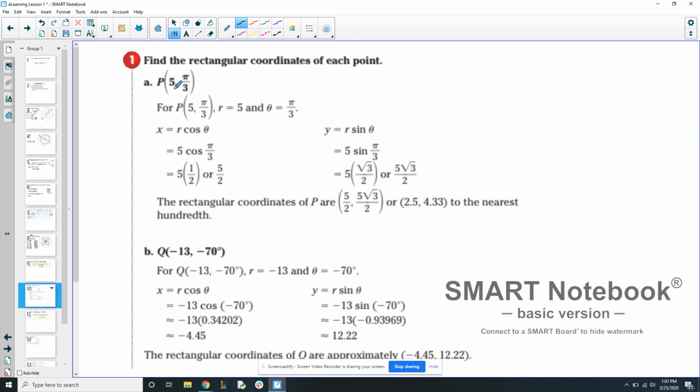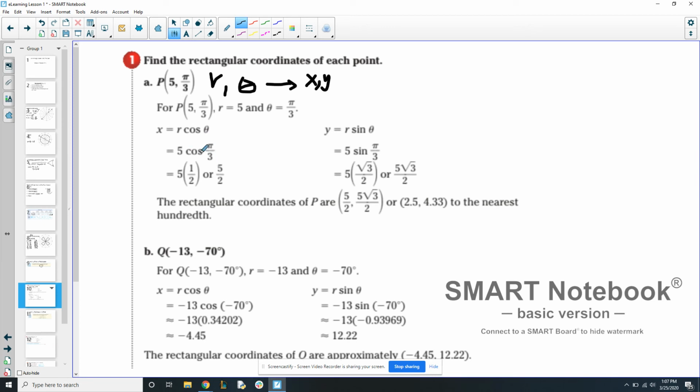So if I have the point 5, pi over 3, well, x again is r cosine theta. So r is 5, plug that in, because again, this is r comma theta, and we're converting to rectangular, so we're converting this to x comma y. Our x value is r cosine theta. That was the equation we had. So I plug r in here, plug theta in there.